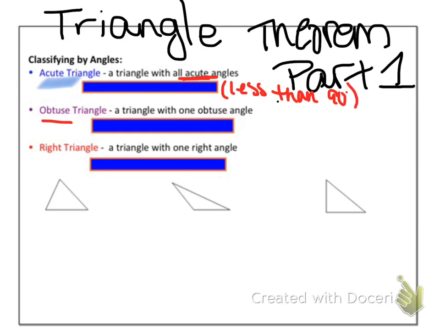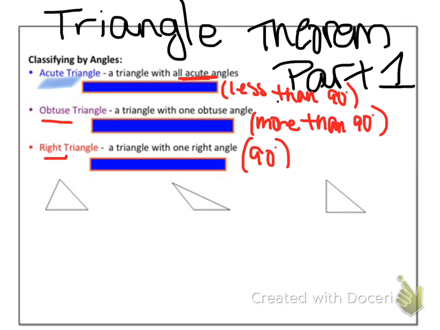Okay, for an obtuse triangle, a triangle that has one obtuse angle, that means one of the angles is more than 90 or greater than 90. Then there's a right triangle, a triangle with one right angle, so that means that's exactly 90 degrees because that's a right angle.